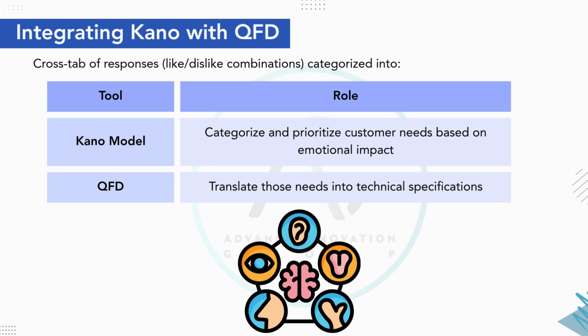Kano Model helps us categorize and prioritize customer needs based on their emotional response. Whether a feature delights, is expected, or causes dissatisfaction. QFD takes those prioritized needs and translates them into technical specifications, which engineers and designers can use to build the product. By using both together, we ensure we are not just building the product right, but we're building the right product.